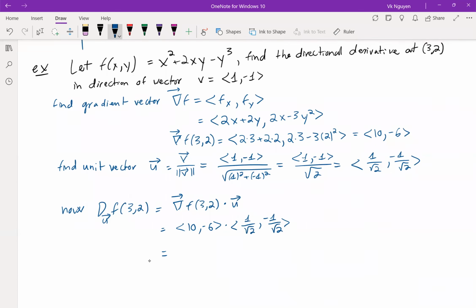10 over root 2 plus 6 over root 2. Right? It's going to be 16 over root 2. Let me do another one here.